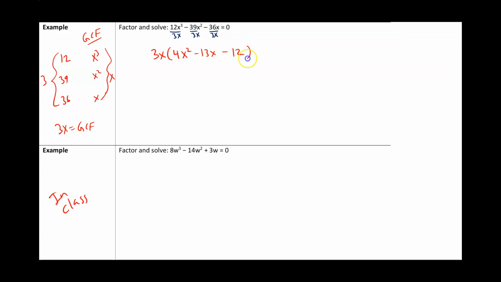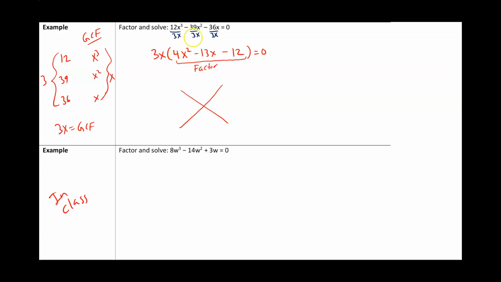So this is going to be my remainder inside the parentheses. It's called a quotient. A quotient is a result when you do division problems. So our quotient is 4x squared minus 13x minus 12. Now we've got to factor this. Once the GCF is done, we leave the 3x alone, and we're only going to focus on factoring this part. So factor only this.